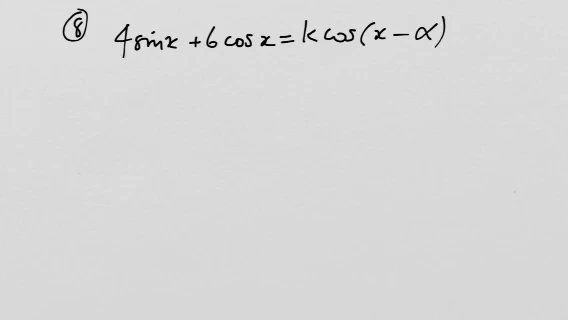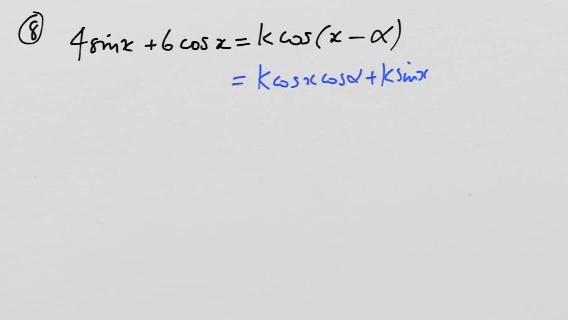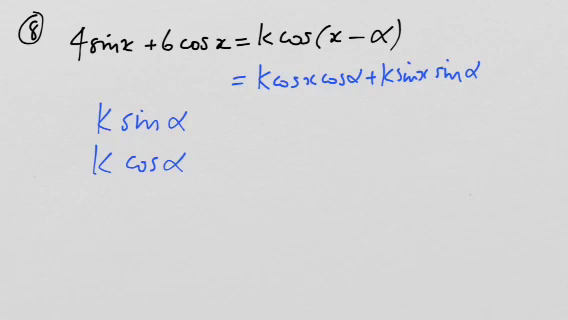Question 8, I've done a few of these, so do the expansion: cos x cos alpha, plus, don't forget the k, sin x sin alpha. Then identify your k sin alpha, identify your k cos alpha, and then work out k squared and then eventually k, tan alpha and eventually alpha. Should be okay, that one.